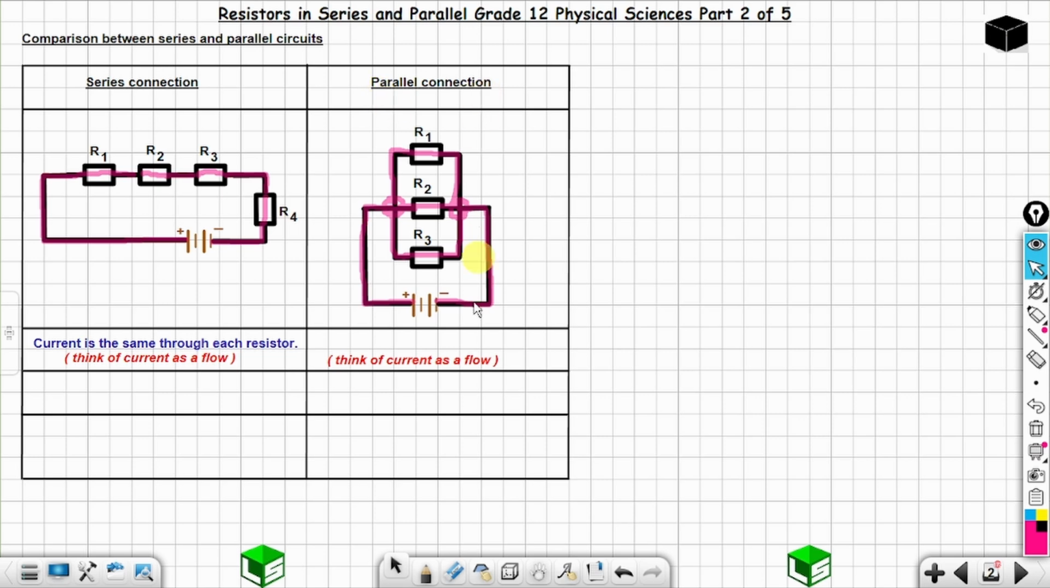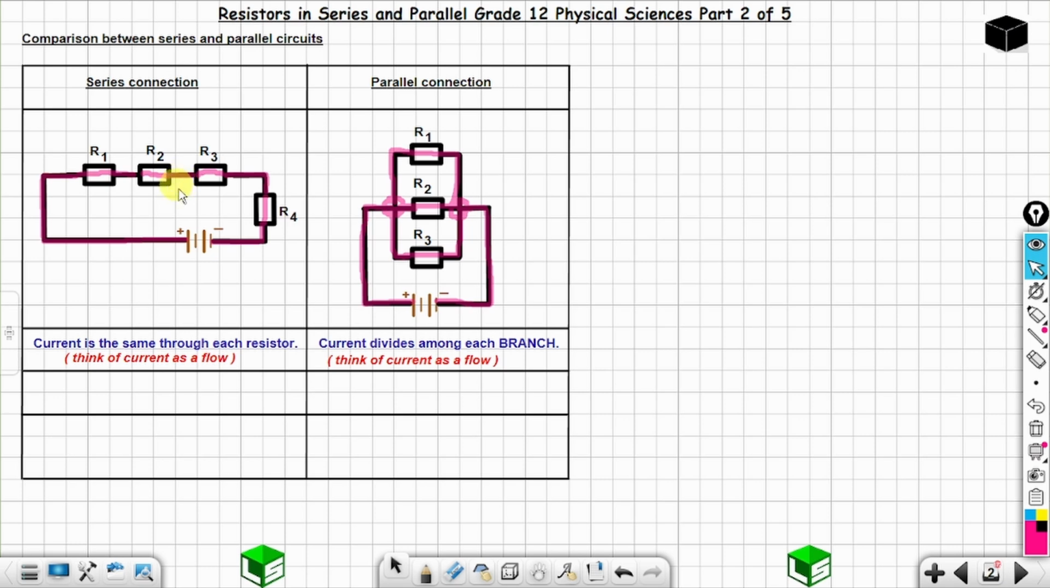So in a parallel connection, if you think of current as a flow, you are going to see that current divides among each branch. You have to say among each branch. This is a branch, this is another branch, this is another branch. Because on one branch you can have more than one resistor, we have to say current divides among each branch.